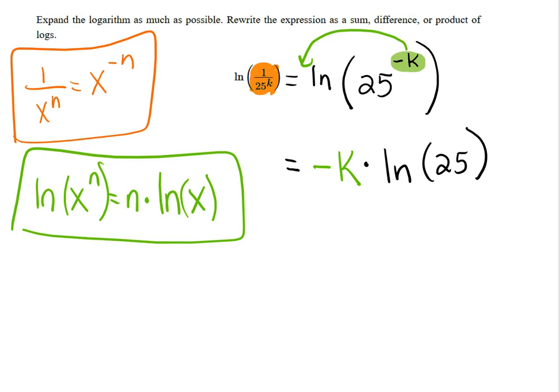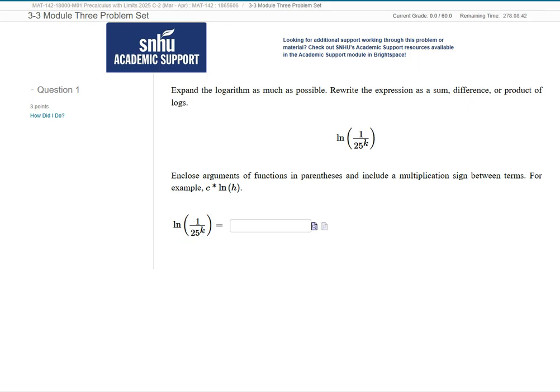I don't think they want me to change that 25 to a 5 squared. Do they? I don't think so. Let's go back to Mobius and see what they want. So I'm going to type in here negative k, and then I'm going to put the multiplication sign in here because it hasn't liked it when I haven't done it in the past. 25. And how did I do?